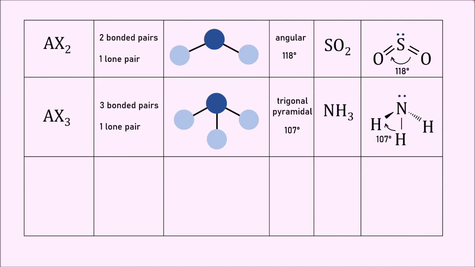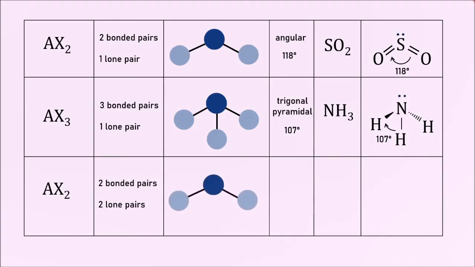And lastly for today, we will have a look at AX2, and this time we have two bonded pairs and two lone pairs. This shape is also called angular, or V-shaped, or bent, or whatever, but this time our bond angle is 104.5 degrees. A common example is water, H2O, and this is what it would look like.